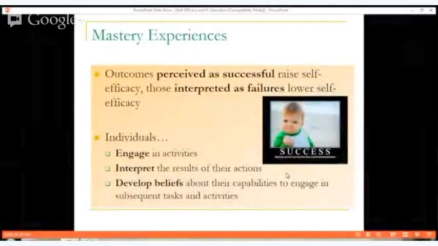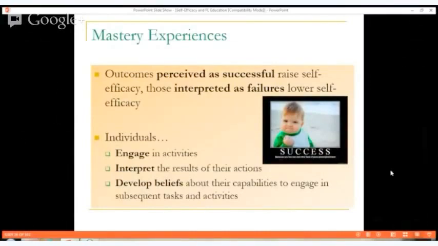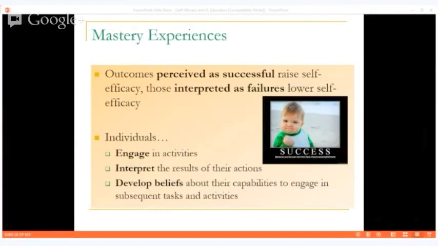So the first, if you see that little baby in that picture there, the idea is that mastery experiences are successful experiences. Mastery experiences are outcomes perceived as successful. So when you're doing a particular task, are you successful at it? If you perceive yourself as successful, that's going to raise your self-efficacy. If you interpret a task as a failure or you're less competent at that particular task, you perceive yourself as not being successful, that's going to lower the self-efficacy. So what happens is individuals engage in activities. They think about the results of their actions. They interpret it. They say, huh, how well did I do that task? How successful was I? And then they develop beliefs about their capabilities to do future tasks and activities from those.